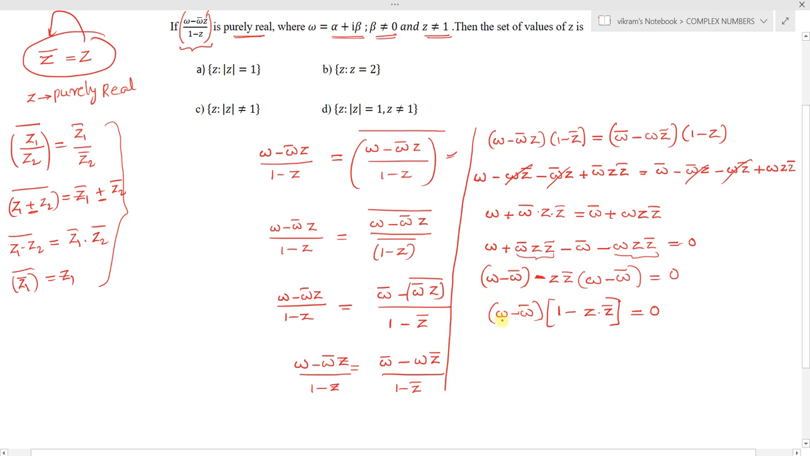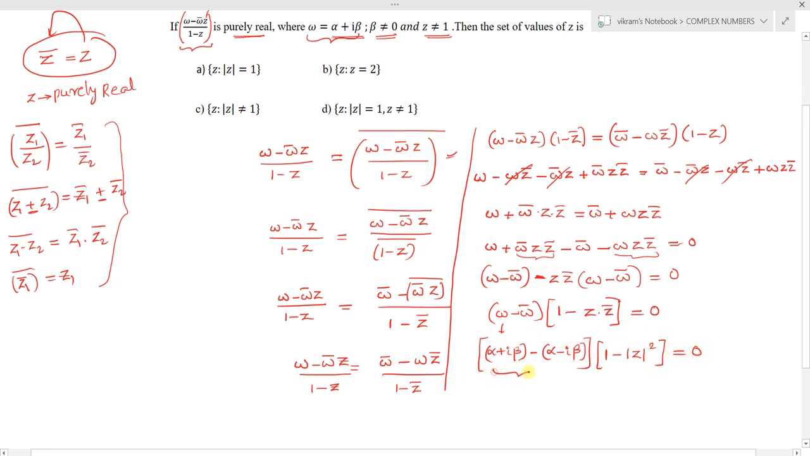So what is W? W is given in the question as W equals alpha plus i beta. Then substitute over here: W is alpha plus i beta, minus W conjugate, and W conjugate means alpha minus i beta, which is the given condition. And another property, Z into Z conjugate can be written as mod Z whole square.